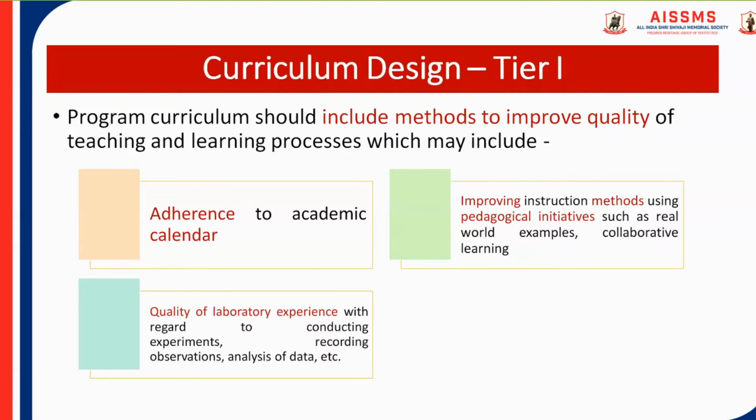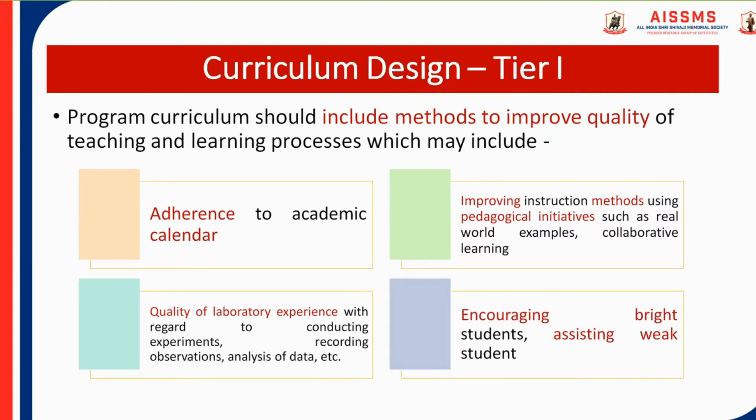The next is encouraging bright students, assisting weak students. So I'm again repeating that program curriculum should include methods to improve quality of teaching and learning processes, which may include, once again, these four things. It is adherence to the academic calendar, first thing. Second thing is improving the instruction methods, pedagogical initiatives, then quality of laboratory experiences, and encouraging bright students and assisting weak students.